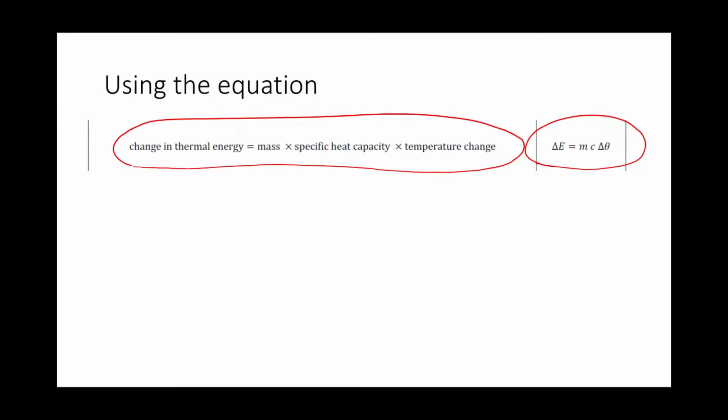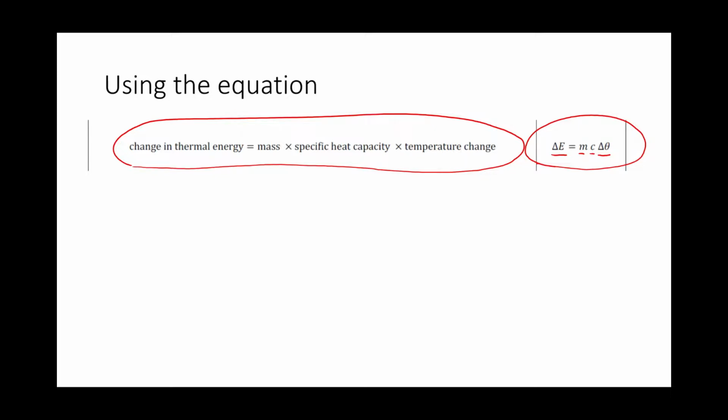The one thing that confuses some people is these triangles. The triangle just means change, okay? So we've got change in energy equals mass times specific heat capacity, C for capacity, and then change in temperature, okay? So how do we use this equation?